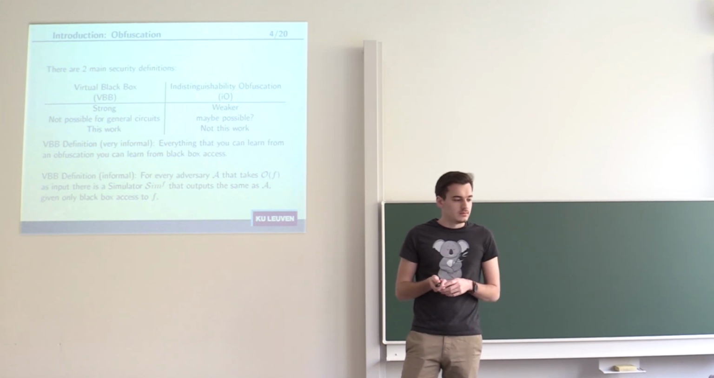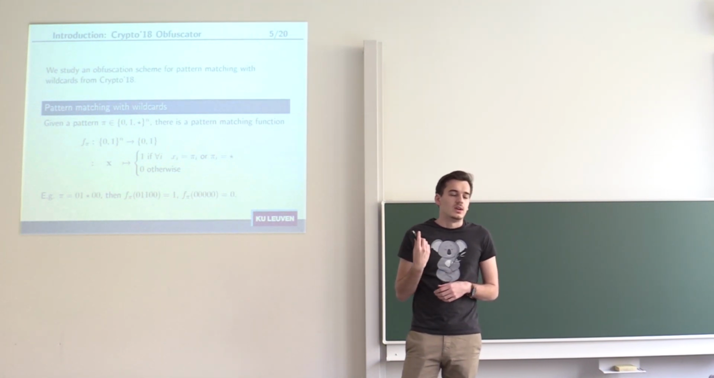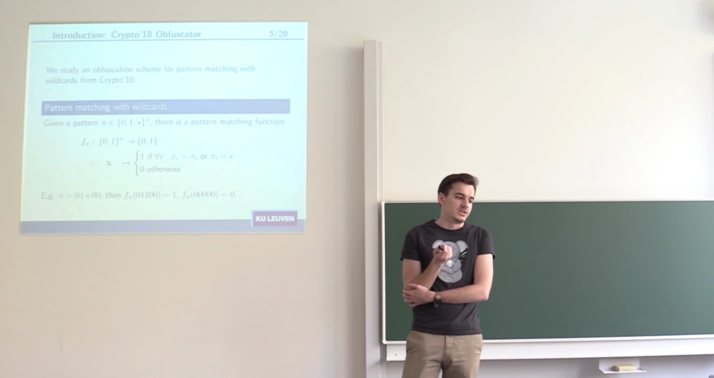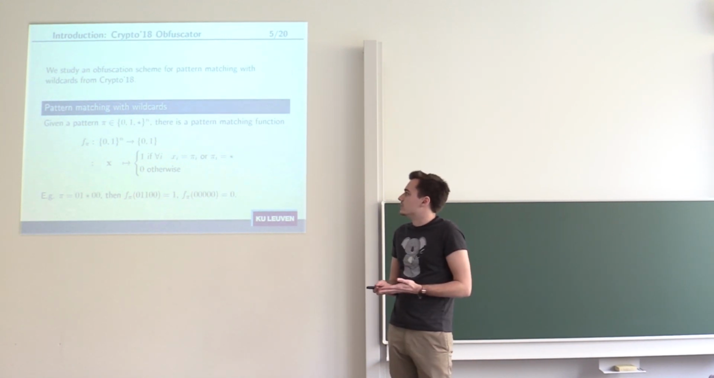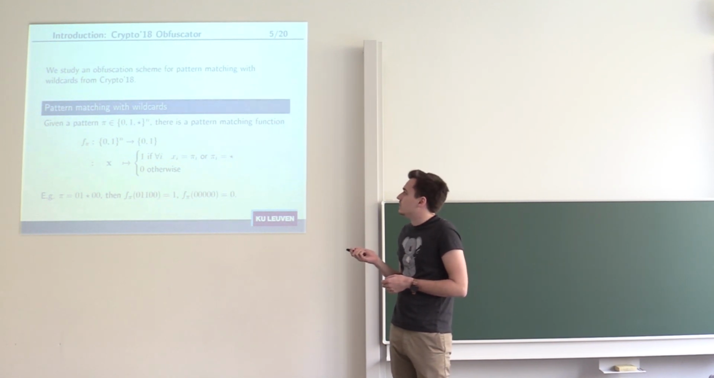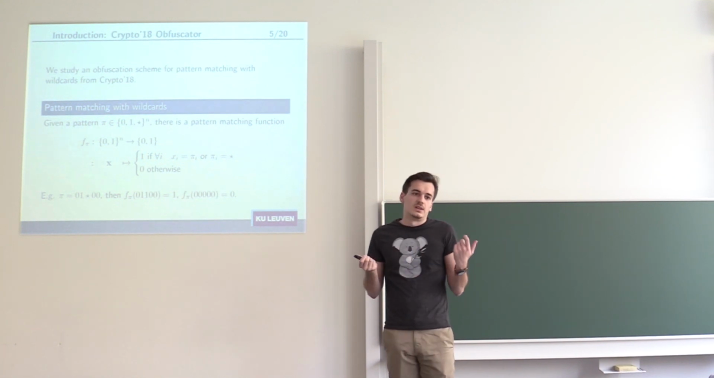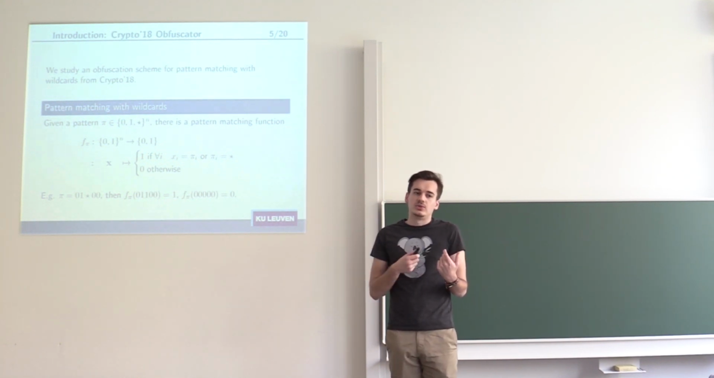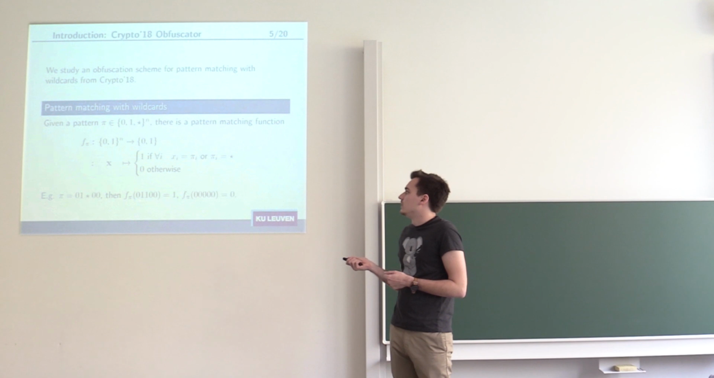So in this paper, we study an obfuscation scheme for pattern matching. So that's a very restricted functionality because we know we can't do general circuits, so we have to focus on something. And pattern matching with wildcards, it's this functionality. So you have a pattern, which is a string of 0s, 1s, and wildcards. And then for every pattern, there's a pattern matching function, which takes an input, which is just 0s and 1s, and it outputs 1 if it matches the pattern.